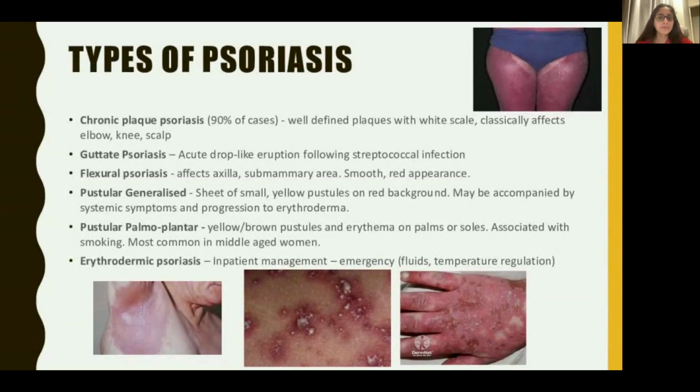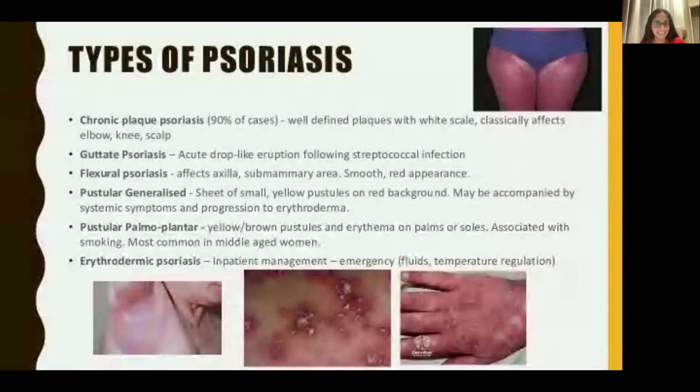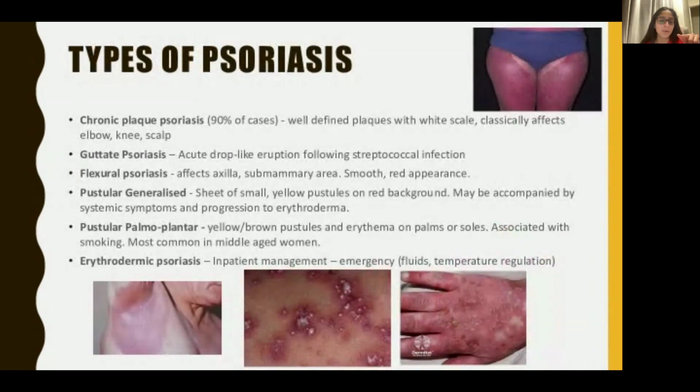So the previous image was chronic plaque psoriasis. This is the most common, and they're about 90% of the cases. Others are guttate psoriasis. So this was shown in the previous image here, where you will see drop-like eruptions, and it's often after a streptococcal infection. Then there's flexural psoriasis, which you can see in this image here, which affects areas such as the axilla, the submammary area, and they're smooth and red in appearance.